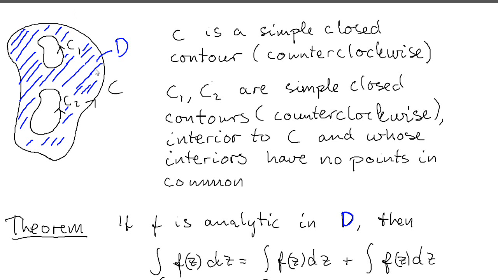Let now D be a region defined in this blue area. It's defined by three contours. We have this large contour C. It goes in counterclockwise direction, and we have two small curves inside this C, C1 and C2, and these two contours are not intersecting with each other, and all three contours are simple closed contours.